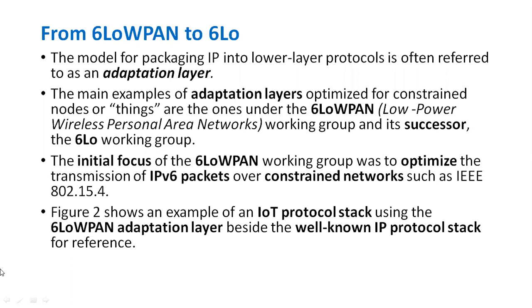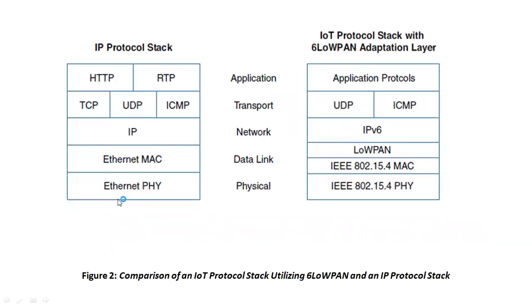Okay, so here in the IoT protocol stack, definitely you will have one adaptation layer. That layer is the 6LOWPAN layer. You can see here on the left side I am showing you the physical layer, data link layer, network layer, transport layer, application layer protocols. The physical layer protocol, Ethernet physical, Ethernet MAC, and IP, TCP, UDP, ICMP, HTTP, RTP. This is our original IP protocol stack, or you can call it the TCP/IP protocol stack also.